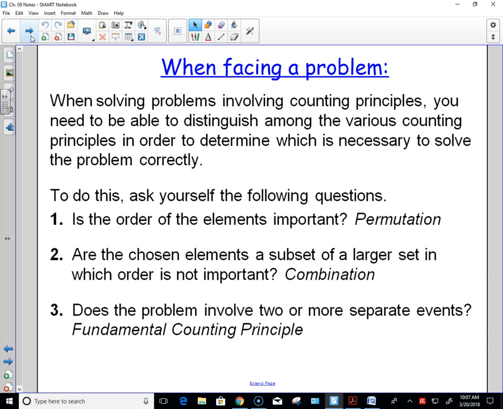The 3 questions you guys need to ask yourself. Is the order important? If it's important, permutation. Are you choosing from a larger set where order is not important? Combination, which would be like our committee, like our group. Does the problem involve 2 or more separate events, like flipping a coin once and then twice, choosing one letter and then a second letter, hitting one stoplight and then another stoplight?